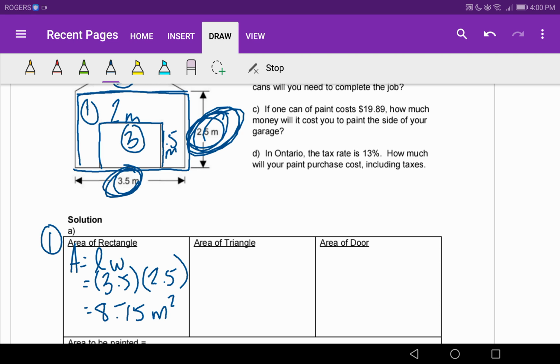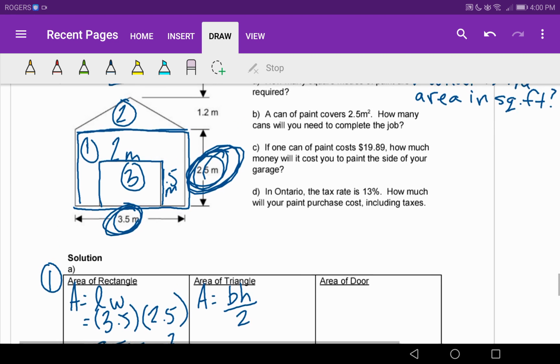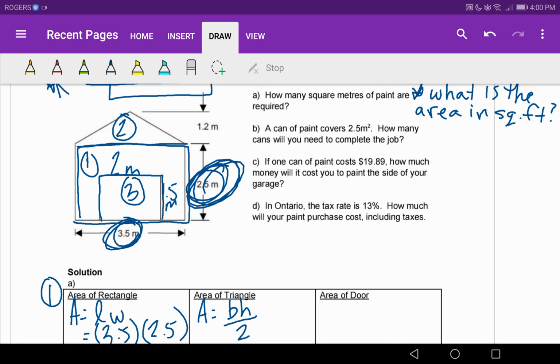Okay? Area of my triangle. It's base times height divided by 2. What's the length of my base? Here it is right here. That's the length of my base of the triangle, 3.5. What's my height? That's my height right there, 1.2. So we have 3.5 times 1.2.